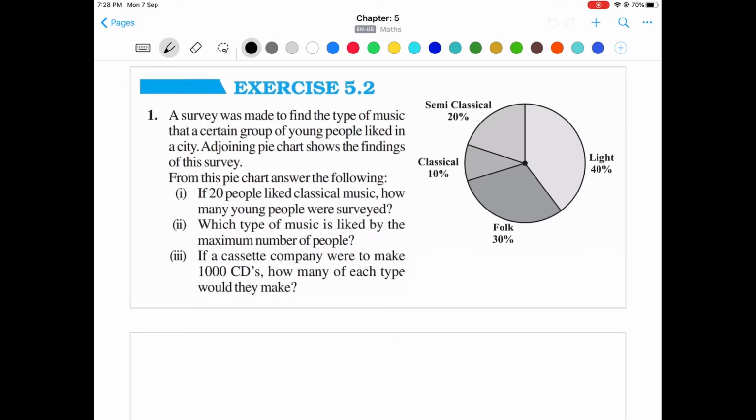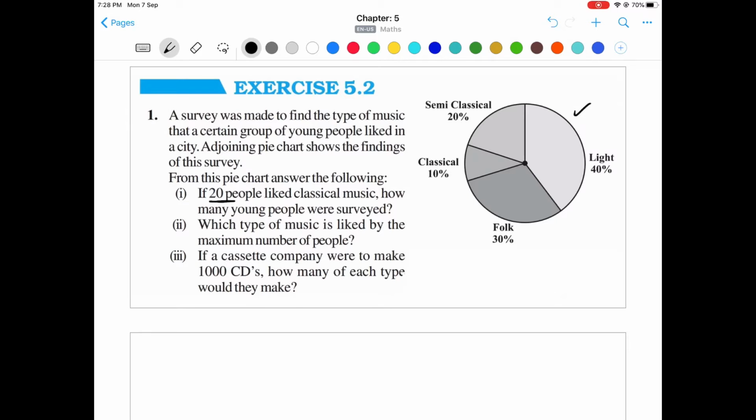a survey was made to find the type of music that a certain group of young people liked in a city. Okay, so there was a survey conducted in a city to check what type of music is preferred by the young people. So the adjoining pie chart shows the findings of this survey. So this is showing the result of that survey. So from this pie chart, answer the following. First one is, if 20 people like classical music, how many young people were surveyed?